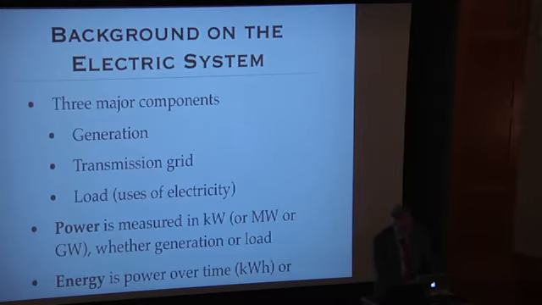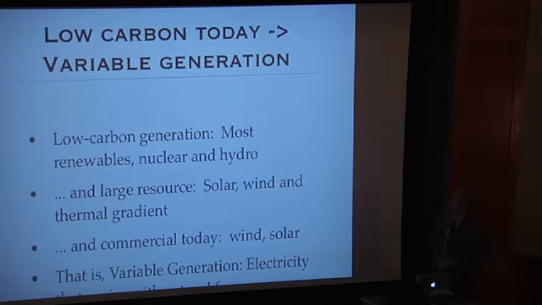Okay, so for low carbon sources today, we're looking at most renewables, nuclear, hydro, the main ones. And since I'm trying to get 80% reductions, which is pretty challenging, I'm going to concentrate on the big stuff, which I think is solar, wind, and thermal gradients. And people would disagree on that. But to me, the big low-carbon resources are those three. Thermal gradients we don't really have technology for.